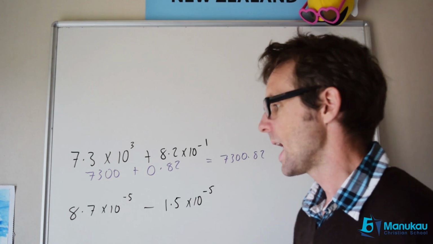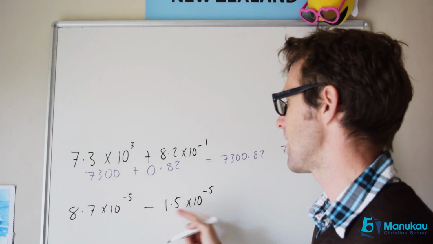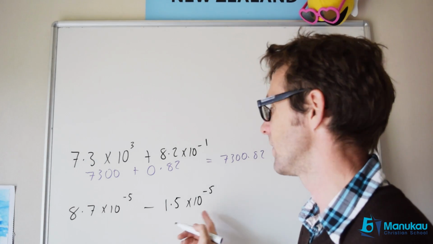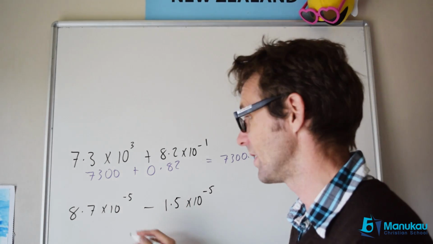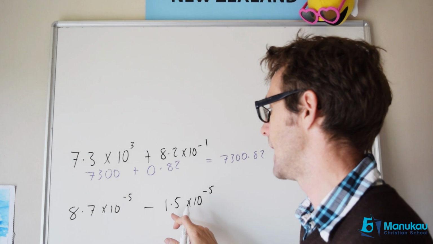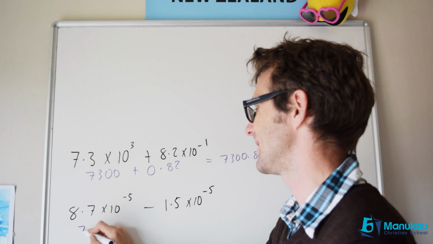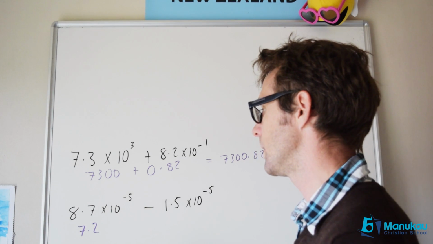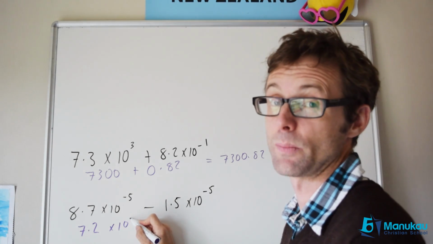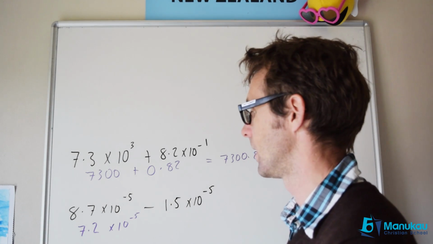This one here, 8.7 times 10 to the negative 5 minus 1.5 times 10 to the negative 5. Another easy one, both 10 to the negative 5. So 8.7 minus 1.5 is 7.2, and simply times 10 to the power of negative 5.